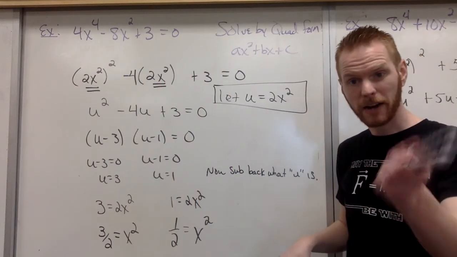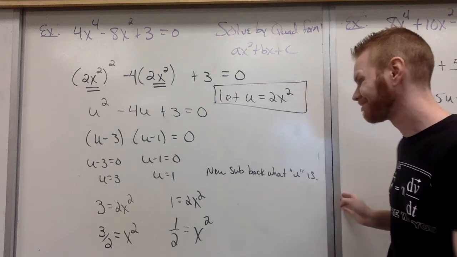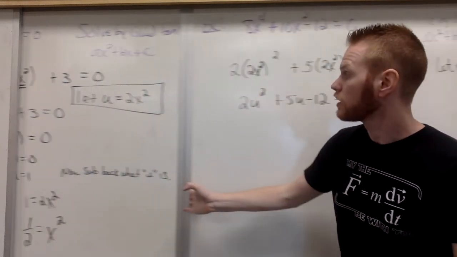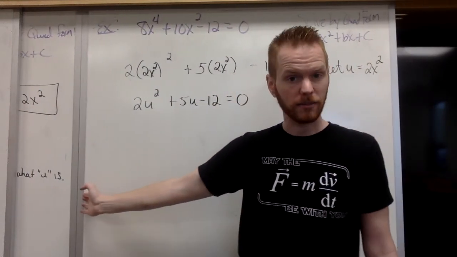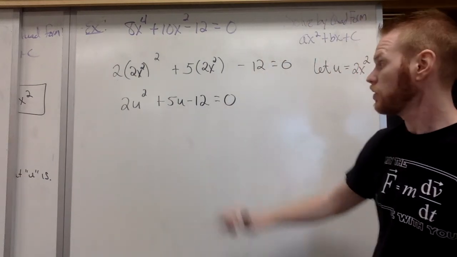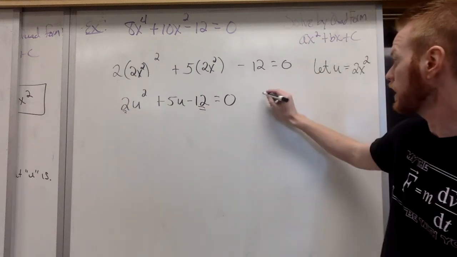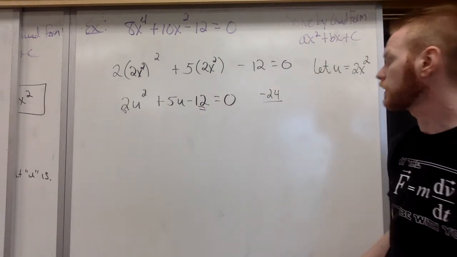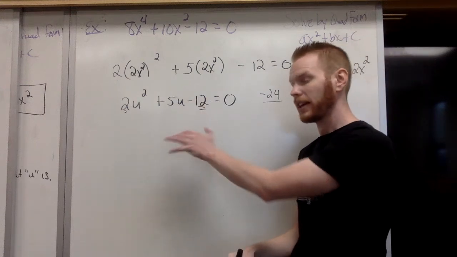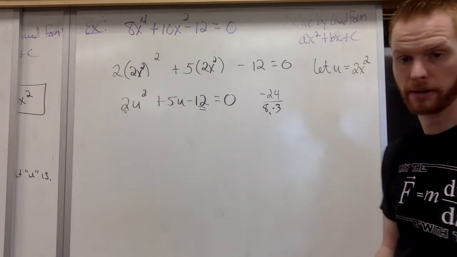This is going back to when we did factoring a long time ago. I can't find factors of 3 that give me negative 4. Not going to work. Okay? So instead, I did show you a technique that will work for this, if you don't want to guess and check. You take the first and last term, multiply them together. So we get negative 24. And I want to find factors of negative 24 that give me 5. That would be 8 and negative 3.